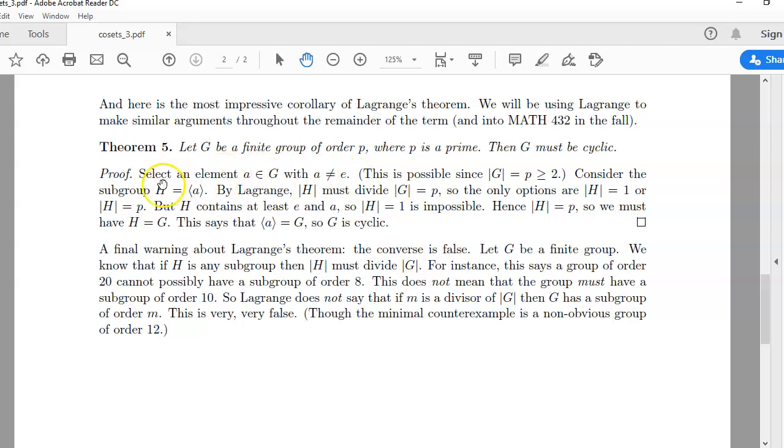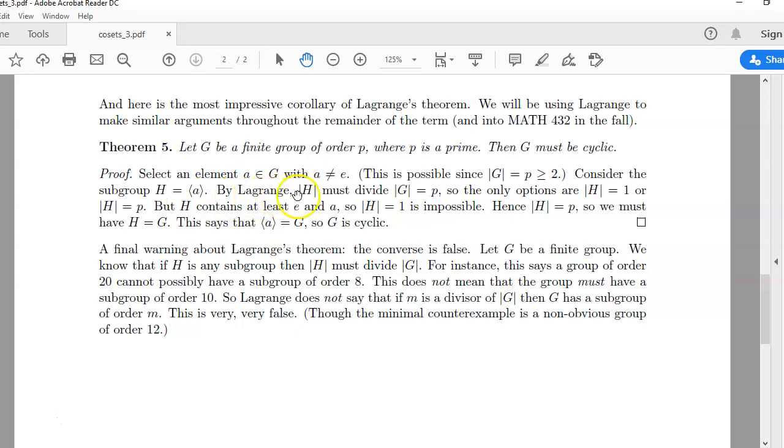So here's the proof. Take an element A from the group that's not the identity. We can do that because the group has prime order, and 1 is not a prime. So the group had to be of order 2 or 3 or 5 and so on, and so it's at least order 2. So it's got to have the identity and somebody else in it. We'll pick somebody else. Now look at the subgroup that element generates. Call it H.